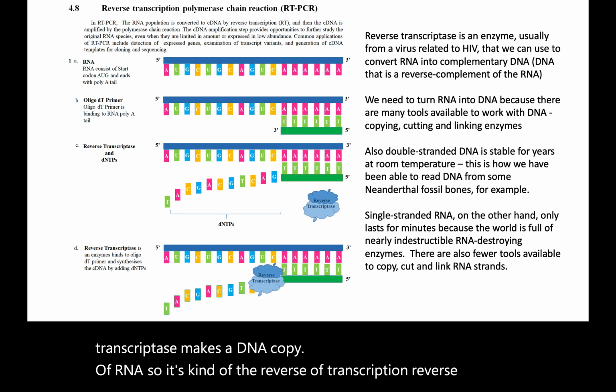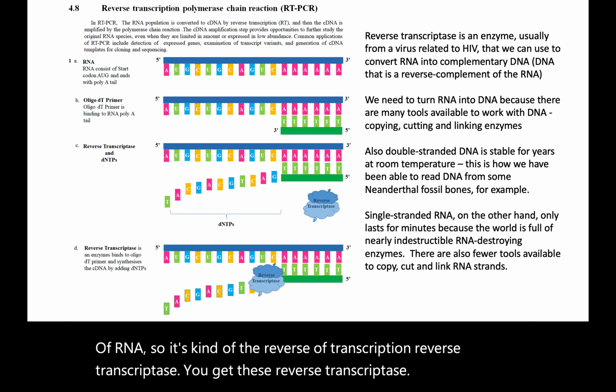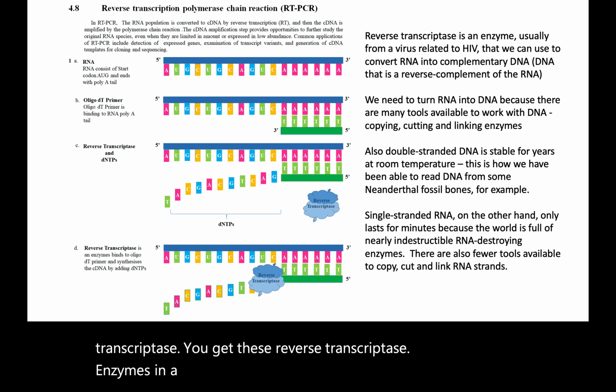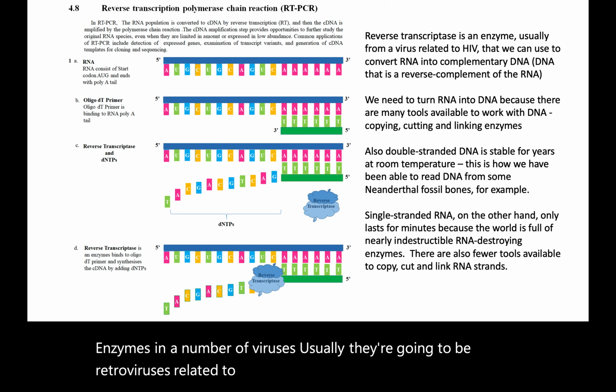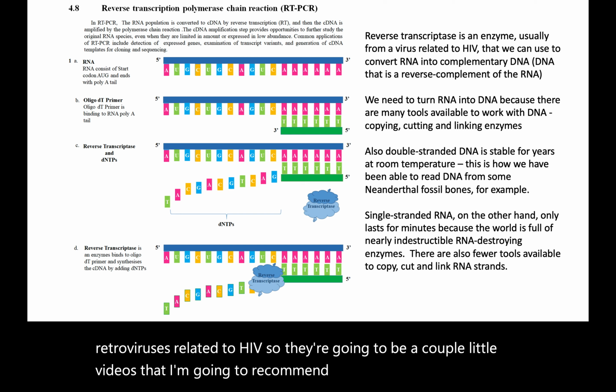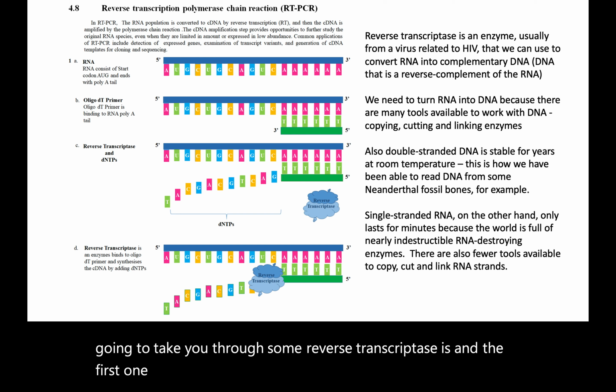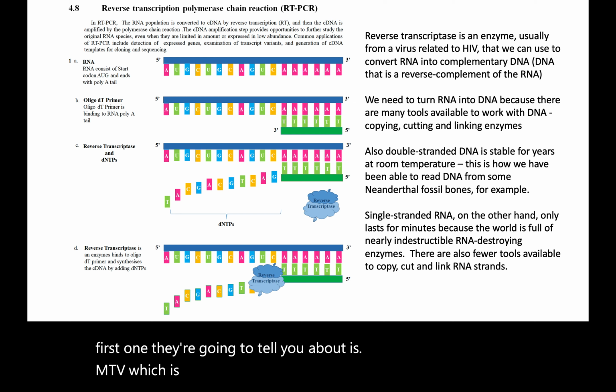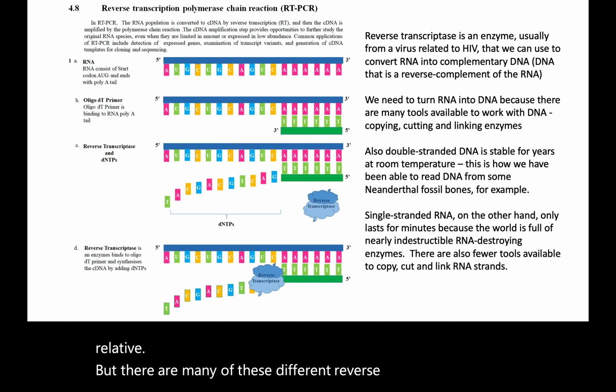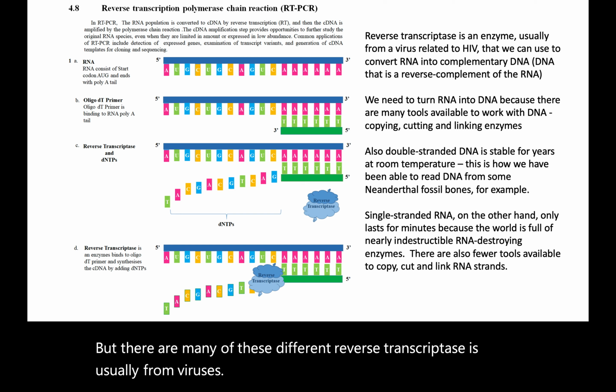You get these reverse transcriptase enzymes in a number of viruses. Usually they're going to be retroviruses related to HIV. There are going to be a couple of little videos that I'm going to recommend watching, and one of those is going to take you through some reverse transcriptases. The first one they're going to tell you about is MMTV, which is mouse mammary tumor virus, which is an HIV relative. But there are many of these different reverse transcriptases, usually from viruses, and they can all essentially work the same.